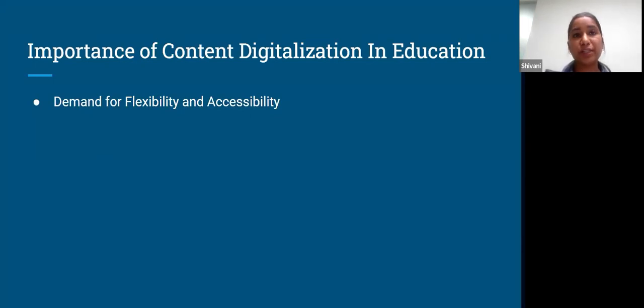Students today seek flexibility in how they access digital content or any resources. And in this field, digital content provides that flexibility for students to learn at their own pace, anytime, anywhere, using various devices. Institutions that offer digital content can attract a wide range of students, including working professionals or non-traditional learners, which increases the number of enrollments and also the revenue. Also through this, educators can adapt personalized learning experiences for each and every student.